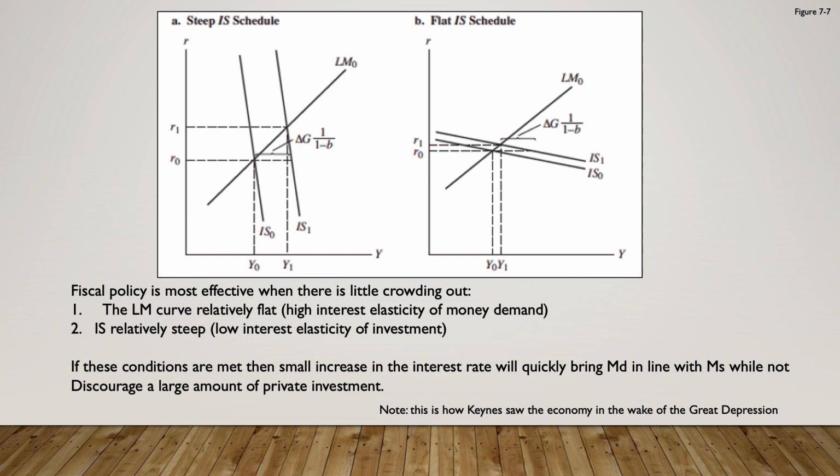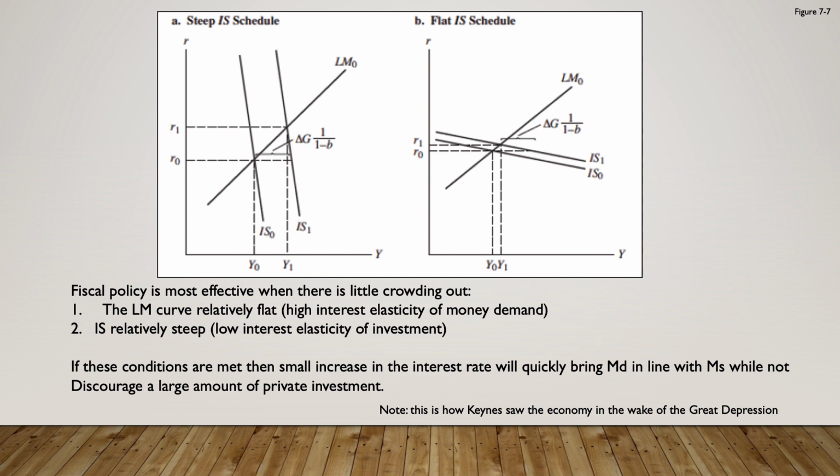Do note that the conditions for effective fiscal policy are just the opposite of the conditions for effective monetary policy. And so scholars will debate, when there's a recession or an overly expansive economy, how to deal with it. Would fiscal policy be more effective than monetary, or would monetary be more effective than fiscal policy?